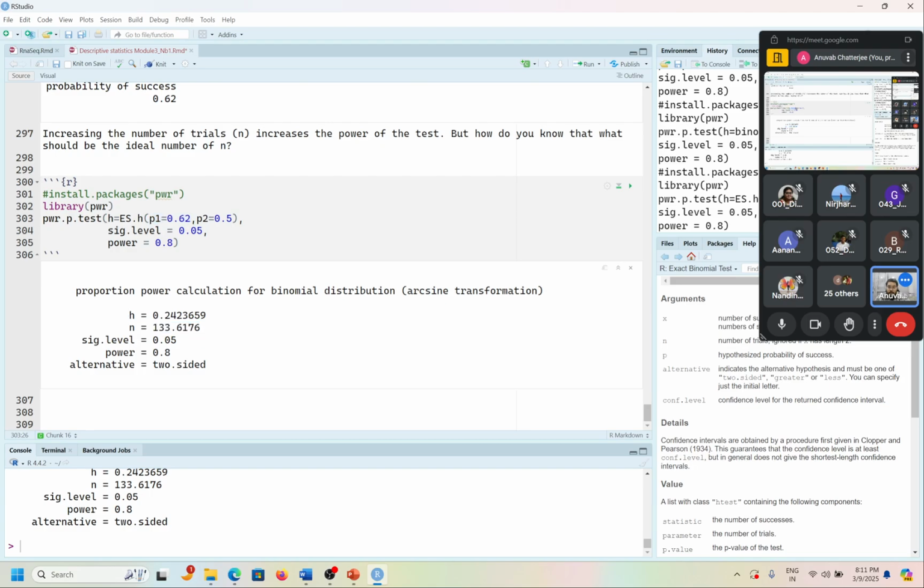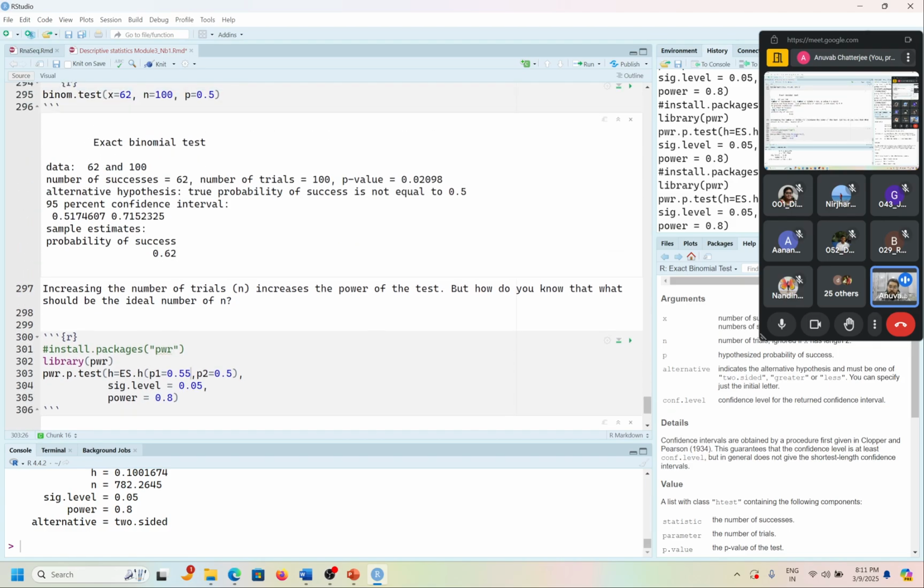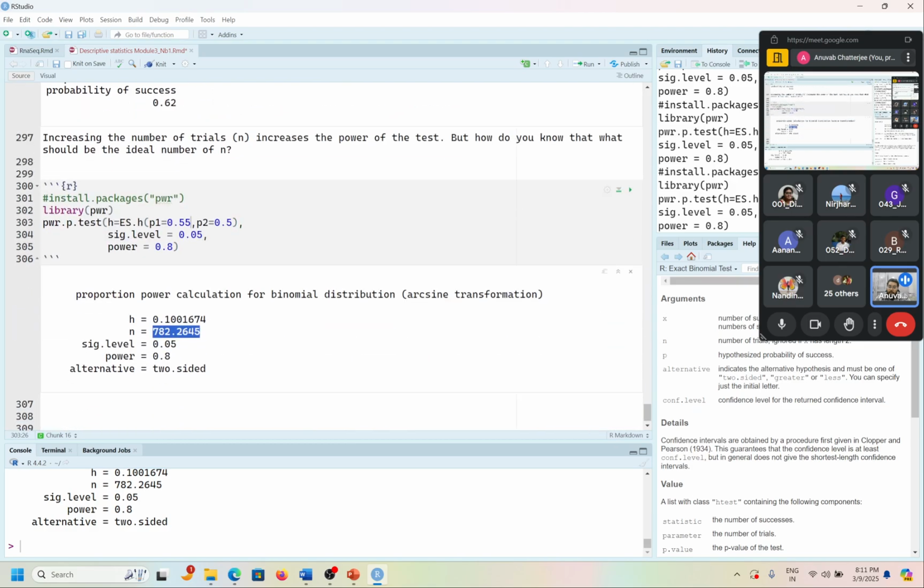But the moment this value goes even lower, then you have to do it 782 times to actually significantly say that the coin is unfair.